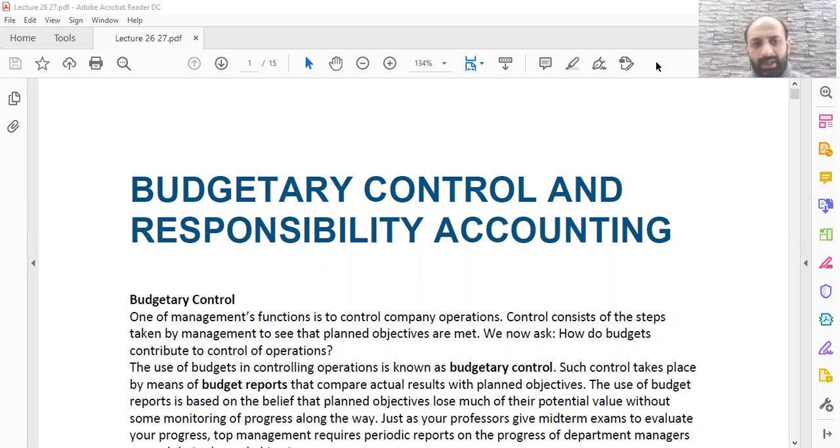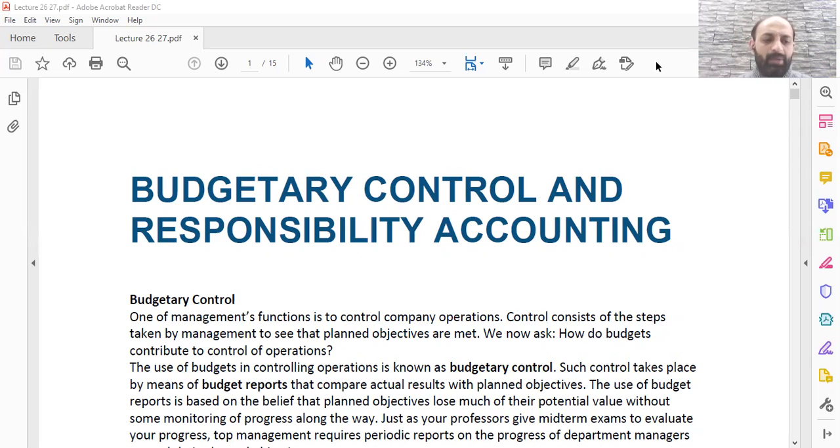In lecture number 26, we will start with the concept of budgetary control. One of management's functions is to control company operations. Control consists of steps taken by management to see that planned objectives are met. We now ask, how do budgets contribute to control of operations? आपको पता है, the main function of management is to manage. How does it do that? The management manages the business on behalf of the stakeholders.